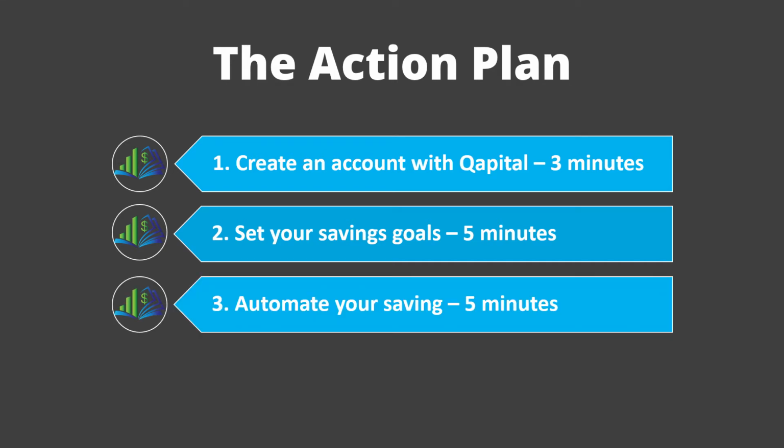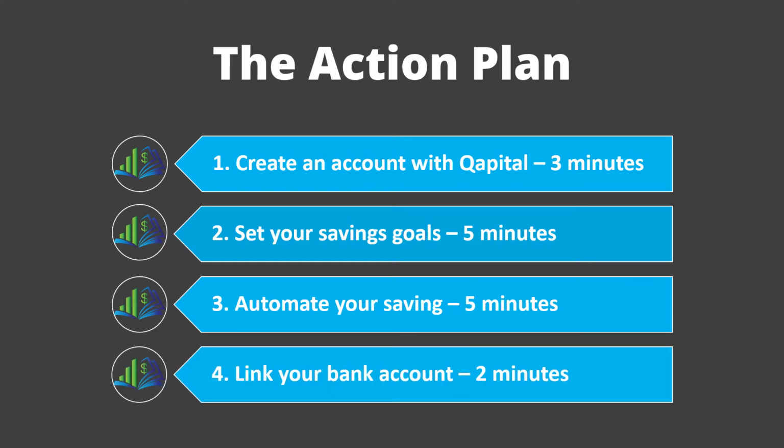Step 3 is to then automate your savings. That'll take you 5 minutes to get set up. And then step 4, the last step, is to link your bank account to Qapital, and that'll take you just a couple of minutes. So you'll be able to get Qapital set up to automate your savings in 15 minutes. Well worth your time.